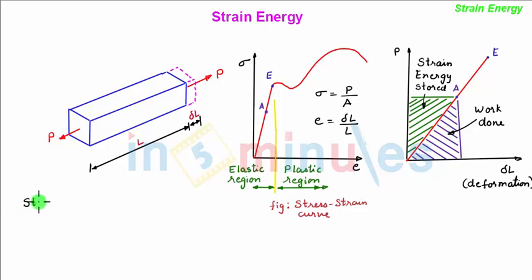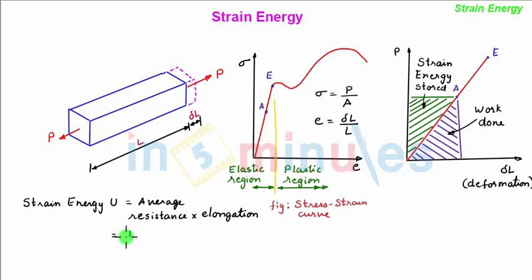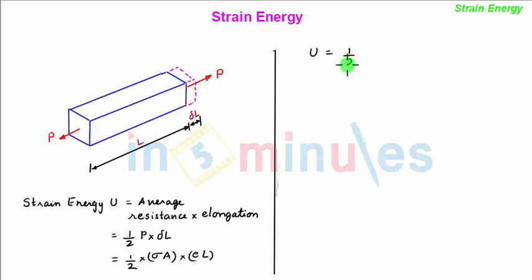So strain energy U is equal to average resistance multiplied by elongation. So it can be given as half into P into delta L. Now this is nothing but the area below this load and deformation curve. Now substituting the value of P and delta L from these two equations, I can write it as half into P is stress into area and delta L is strain multiplied by original length. So we have U is equal to half into stress into strain multiplied by AL.